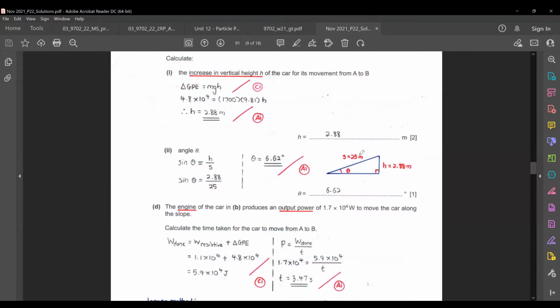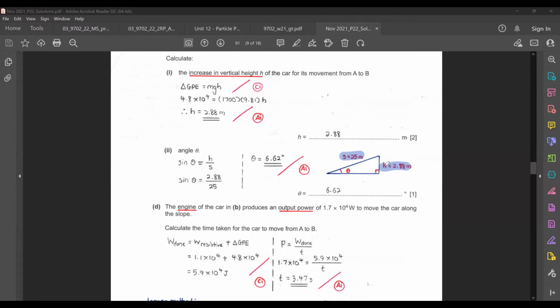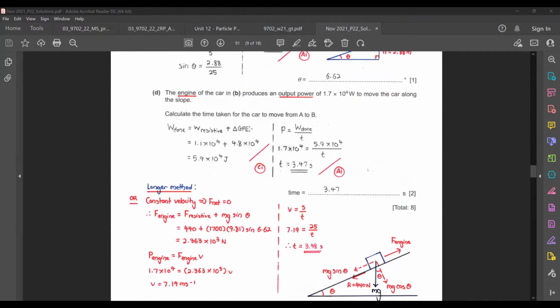The diagonal length is 25 meter. The vertical length is 2.88. This is opposite over the hypotenuse, so this one will be sine theta equals h over s, 2.88 over 25. Work out that ratio and you're going to get 6.62 degrees. So that one should be straightforward. Okay, so this one is okay. Then after that, you move to the last part.